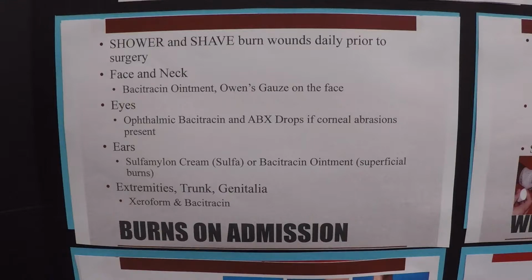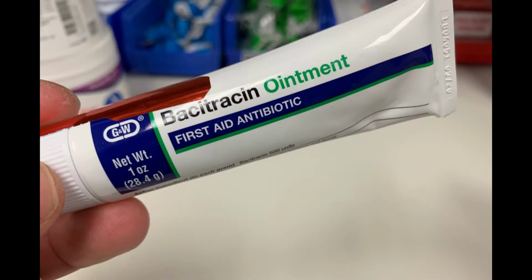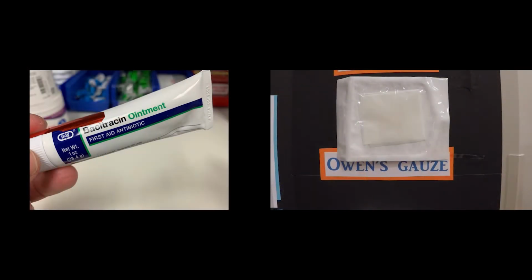So we want to make sure to shower and shave all burn wounds daily prior to surgery. The hair follicles harbor bacteria and therefore increase the risk for infection. For the face and the neck, you want to use bacitracin ointment and Owens gauze on the face. There are different ways to apply the Owens gauze, but as long as you put the bacitracin on the face first, and then you're going to put the Owens gauze on after.